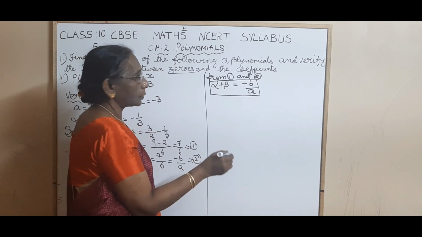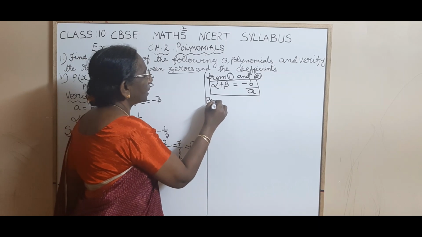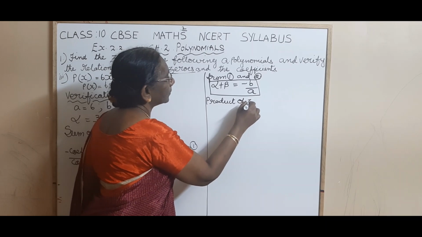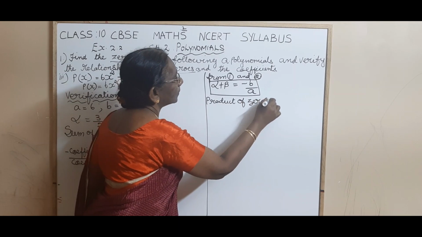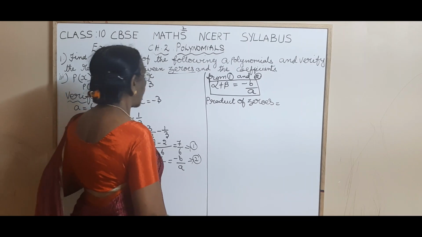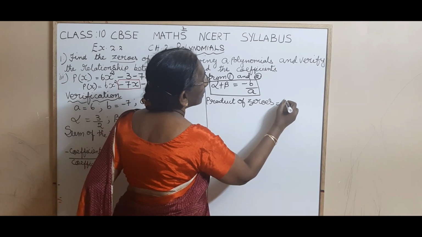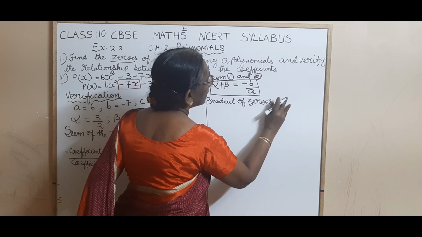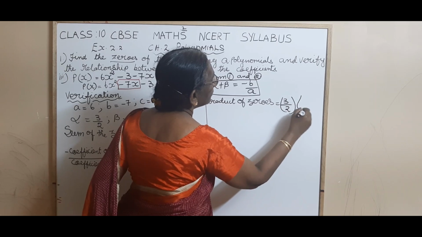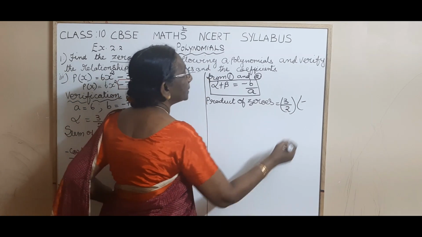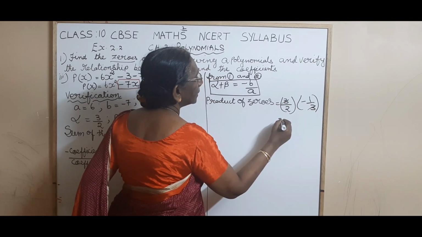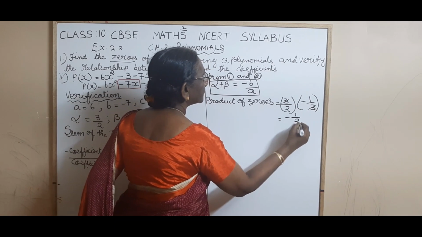Next verification is what? You have to find the product of zeros. Product of zeros is what? Alpha is 3 by 2, into minus 1 by 3. 3 and 3 get cancelled. So minus 1 by 2.